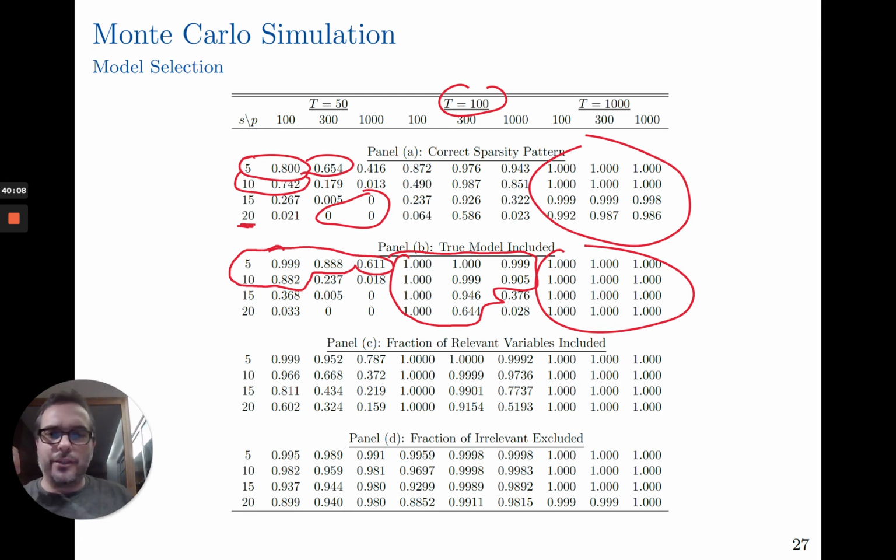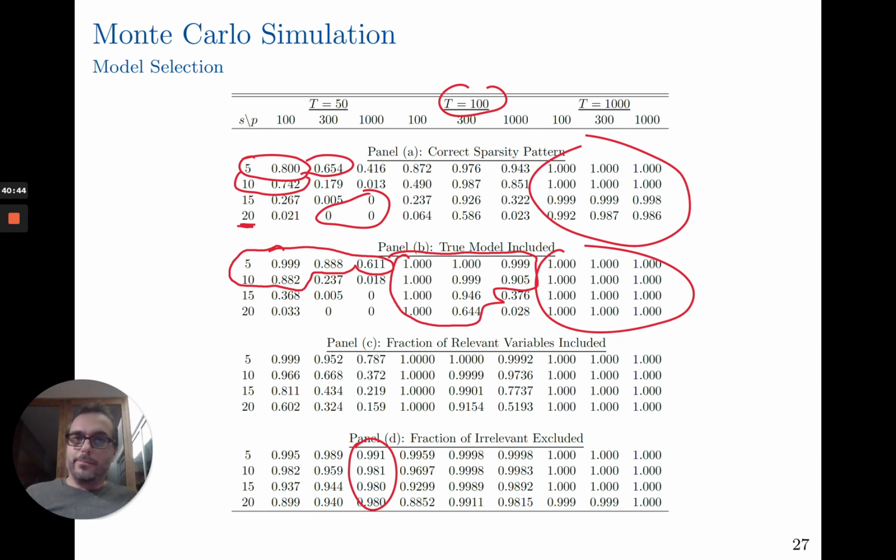Okay? And if we compare with panel C and D, they show the fraction of relevant variables included and the fraction of irrelevant variables excluded. And you see that in some cases you're just missing some of the variables, and if you miss one variable, like in this case here, you're not going to have the correct sparsity pattern because you need the exact true model.